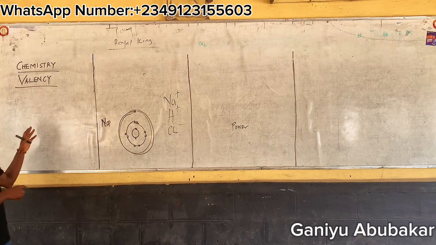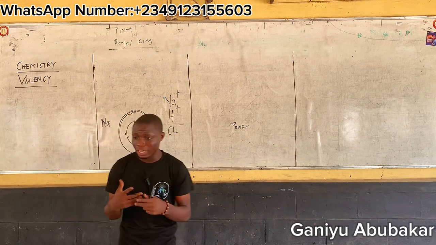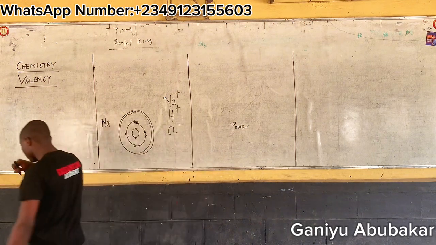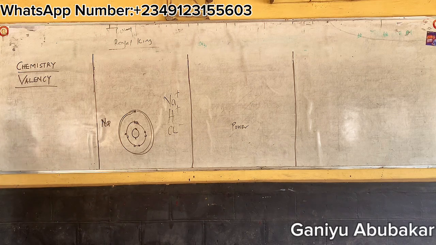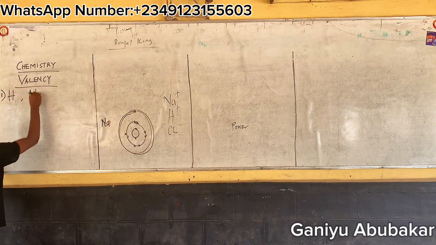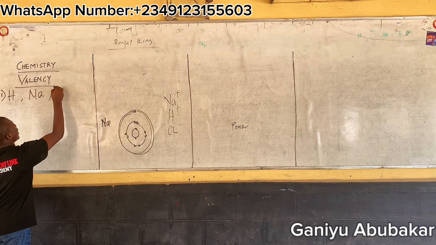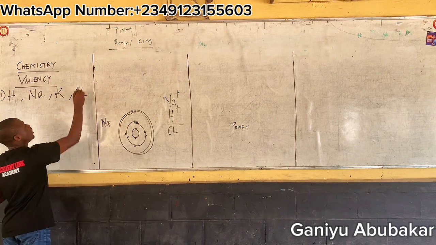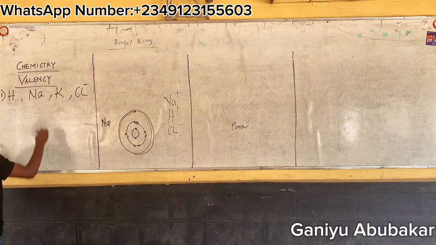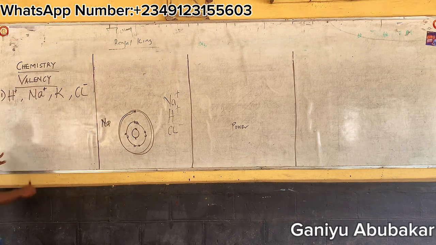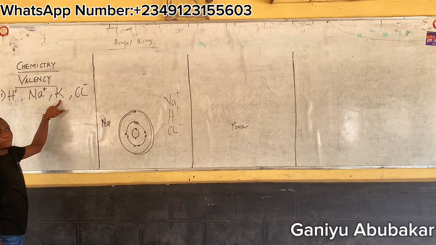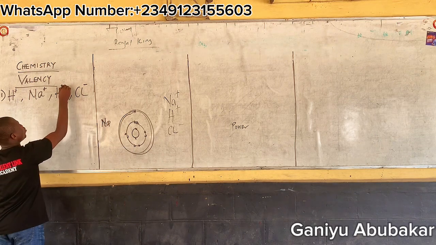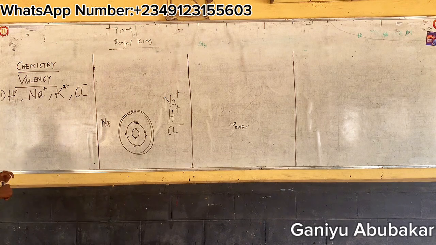So I'm saying that valency is simply the combining power of an element. We said initially, give me an example that we used initially. We used sodium, that's Na. That's K. And chlorine, basically Cl minus. Na is plus. What of potassium? Plus as well.